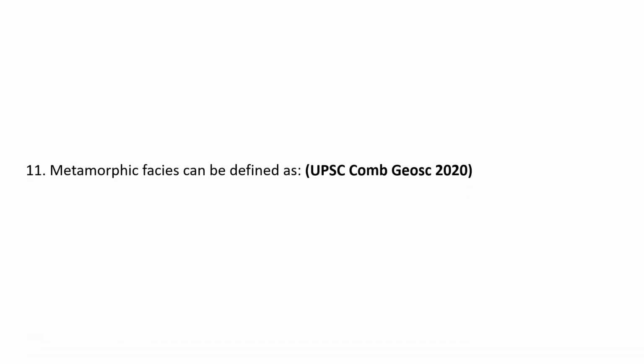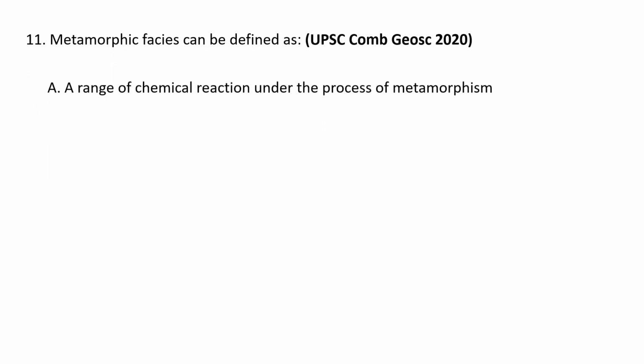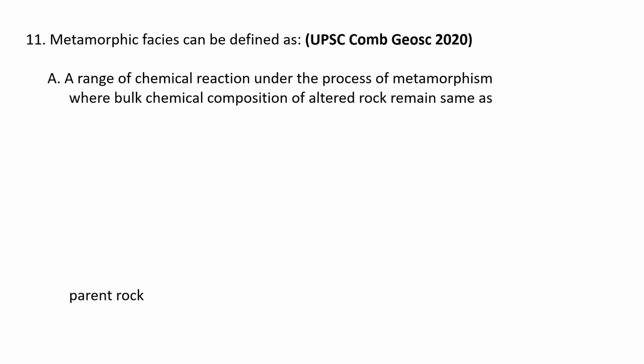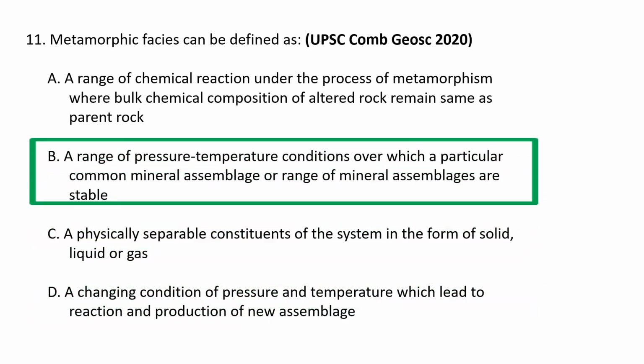Next question. Metamorphic facies can be defined as A. A range of chemical reactions under the process of metamorphism where the bulk composition of the altered rock remains the same as the parent rock, B. A range of pressure temperature conditions over which a particular common mineral assemblage or range of mineral assemblages are stable, C. Physically separable constituents of the system in the form of a solid, liquid or gas, and D. A changing condition of pressure and temperature which leads to reaction and production of a new assemblage.